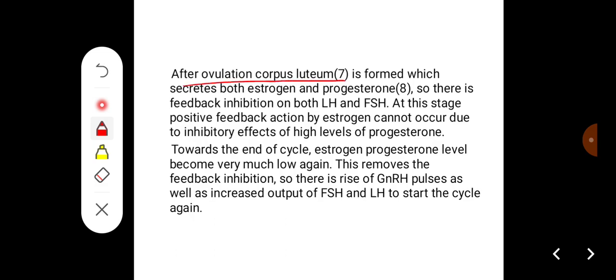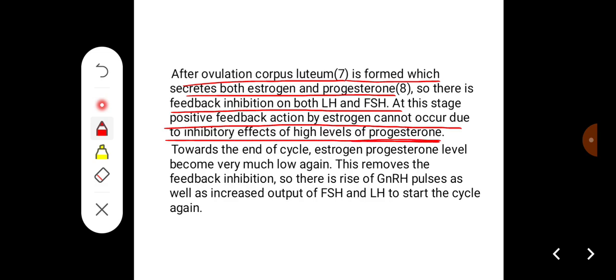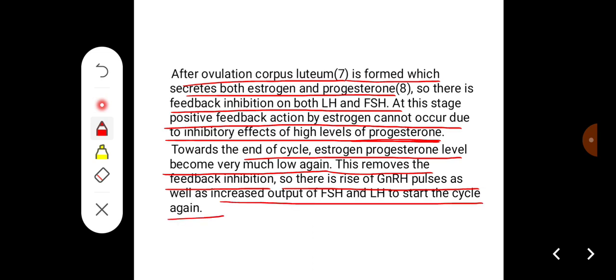After ovulation, corpus luteum is formed, which secretes both estrogen and progesterone. So there is a feedback inhibition of both LH and FSH. At this stage, positive feedback action by estrogen cannot occur due to the inhibitory effects of high levels of progesterone. Towards the end of the cycle, estrogen and progesterone levels become very low again. This removes the feedback inhibition, so there is a rise of GnRH pulses as well as increased output of FSH and LH to start the cycle again.